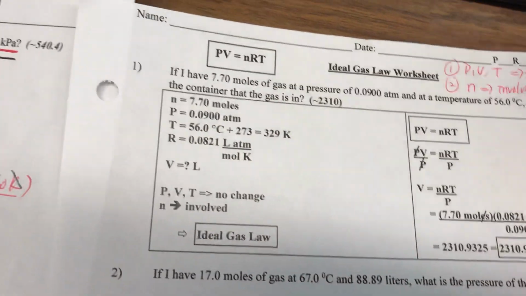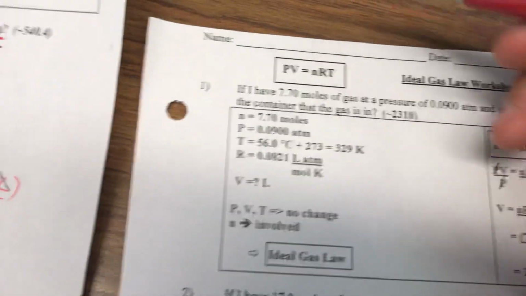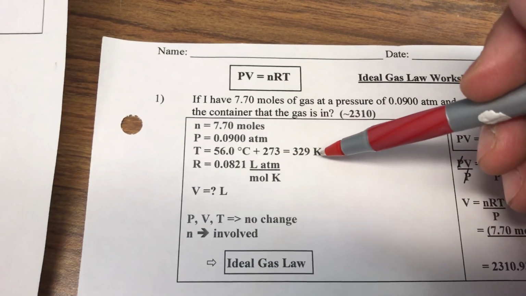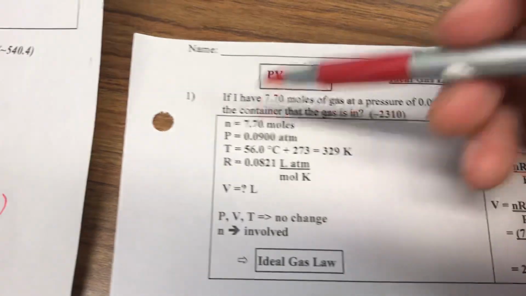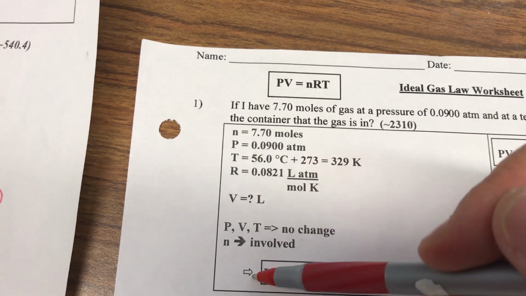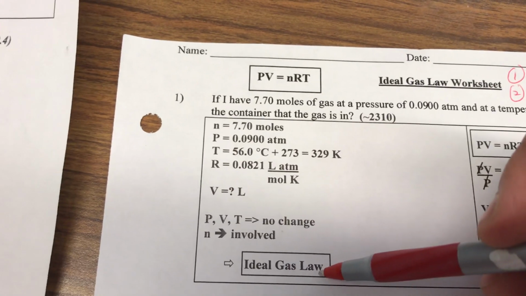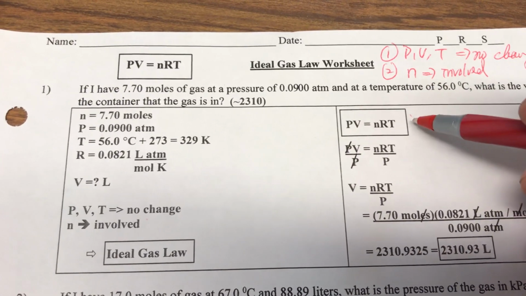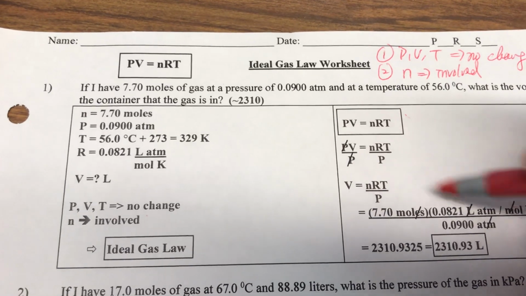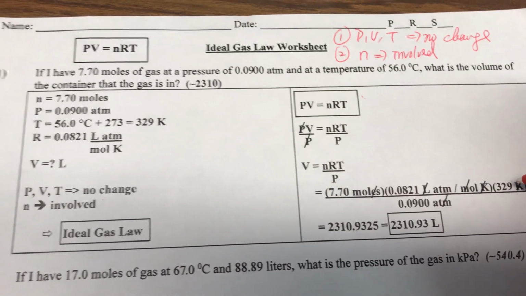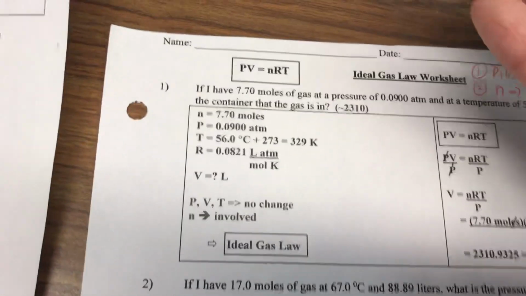So in a question like the example here, you list out the same things. I have how many moles. I might change my temperature to Kelvin by adding 273. You write down that my P, V, T have no change and my n is involved, so I know it's the ideal gas law. Then you write out the formula, cancel whatever you don't want, rewrite the formula and put in the numbers, and make sure you cancel all the units successfully, which is easy.